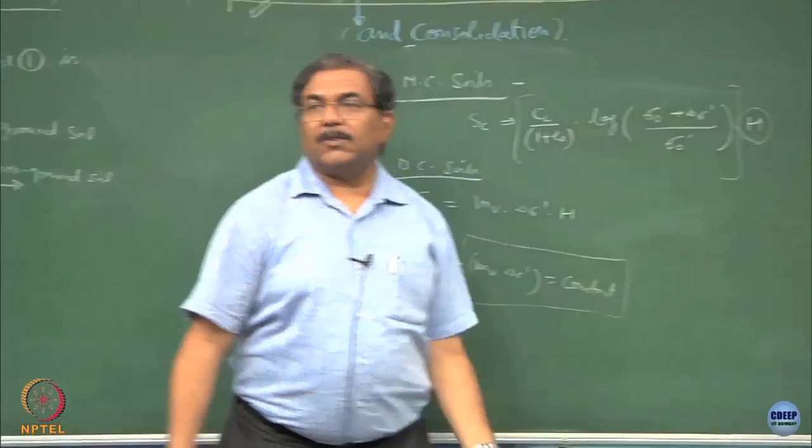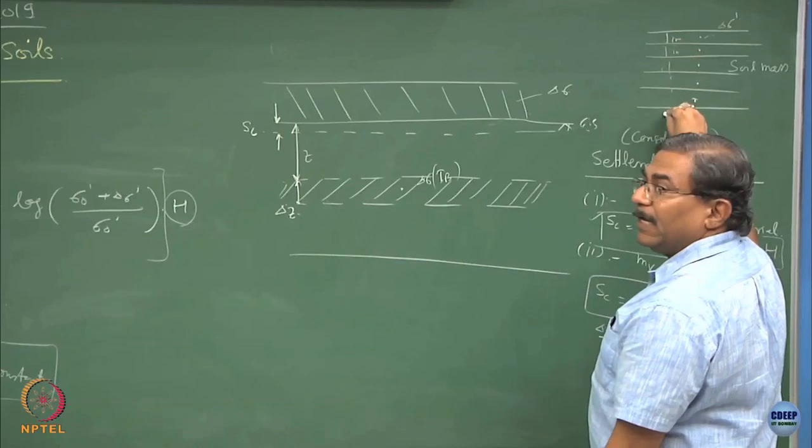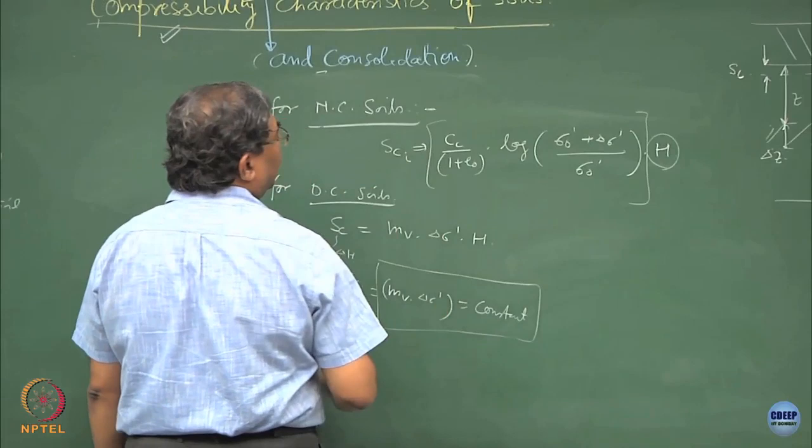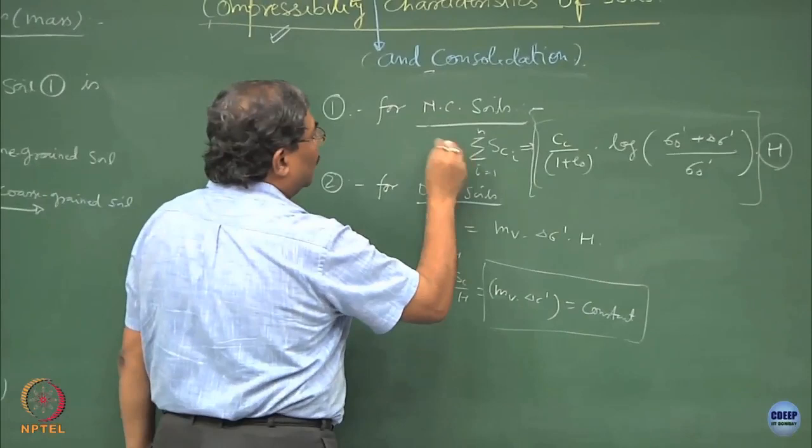So, when we do this type of analysis, what we do is we keep on summing up all these settlements which are going to come from different layers. So, here I can write this is Sc_i and then I can sum it up from i equal to 1 to n. Fine. So, this becomes the total settlement of the system.